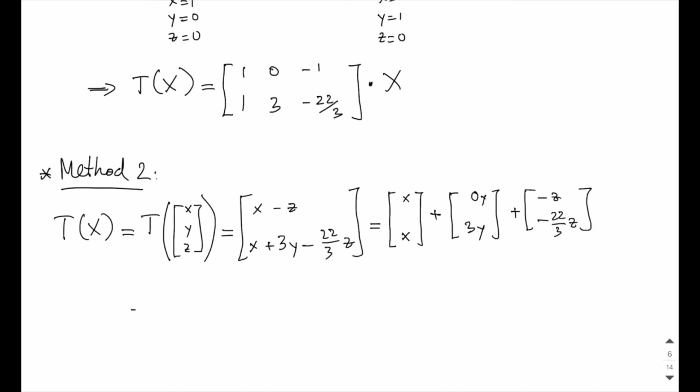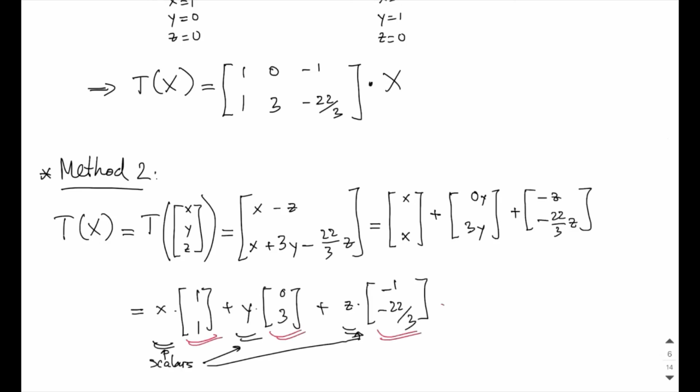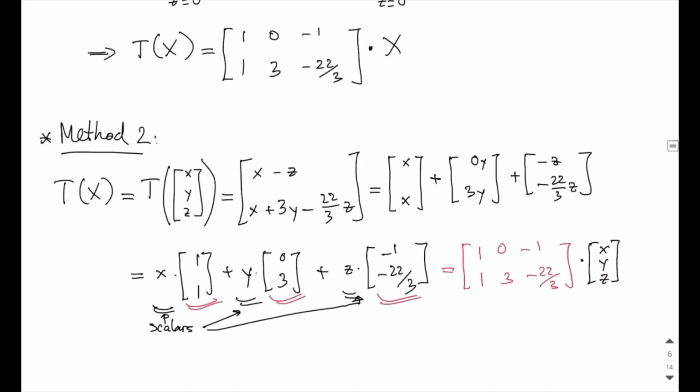And then we are going to pull x, y, and z out as the scalars. It's the same as multiplying the matrix, whose columns are the vectors, with the column vector, whose entries are the scalars. That's how we define the matrix vector multiplication, right? And so this is going to be the matrix representation for T.